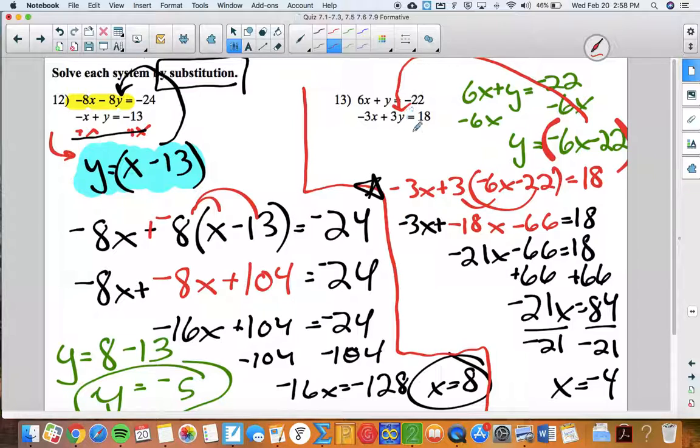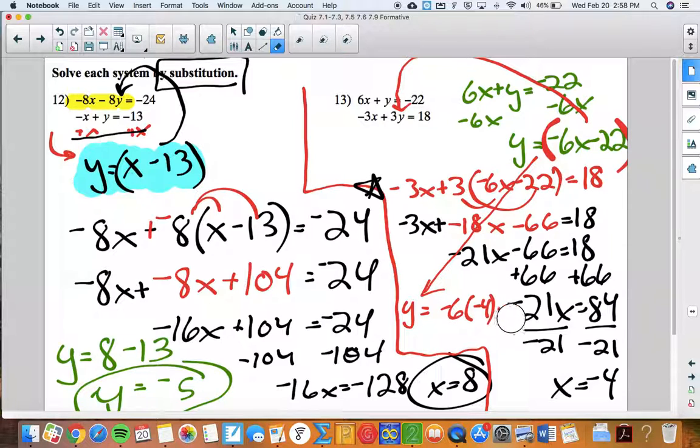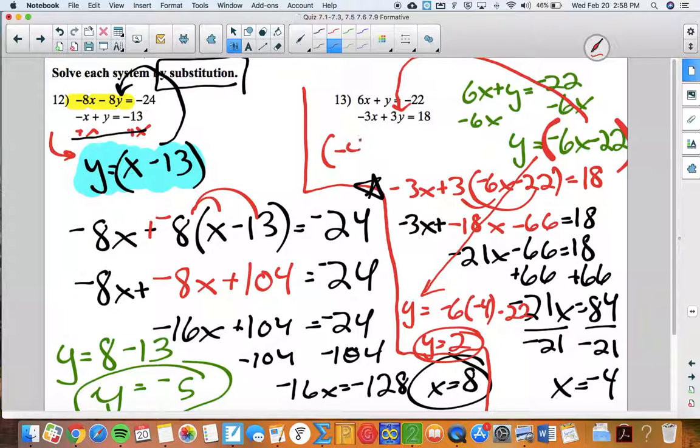So then plug negative 4 in for x right up here in the slope-intercept form equation. So we get y equals whatever negative 6 times negative 4 plus 18 is. Oh, where did I get that plus 18 from? Minus 22 is. And when you crunch that out, you get y is 2. So when x is negative 4, y is 2. That's the solution to the system.